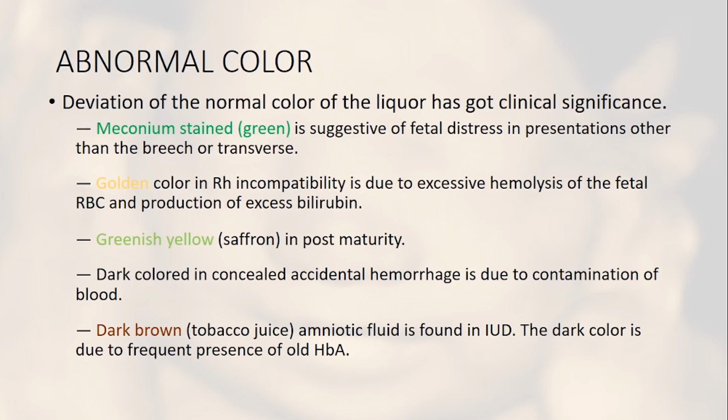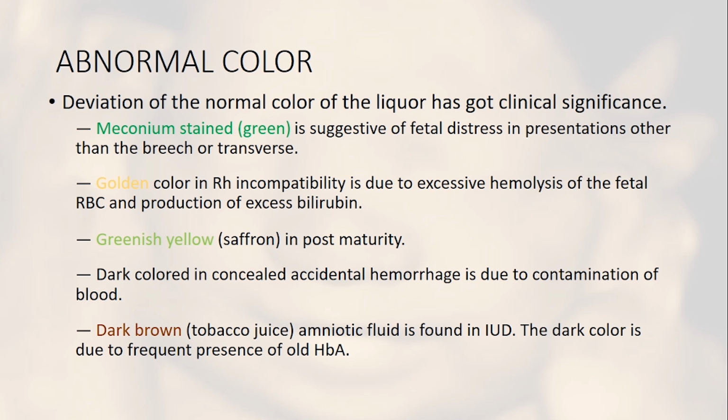There could be abnormalities with this color, and this sometimes helps in making some diagnoses. If it is meconium stained, it may suggest some fetal distress. It may be golden in color if there has been rhesus incompatibility and there has been excess hemolysis of fetal red cells and production of bilirubin. It can be greenish yellow in post-maturity syndrome, and it can be dark colored if there is concealed hemorrhage, and dark brown if the fetus has died in utero.